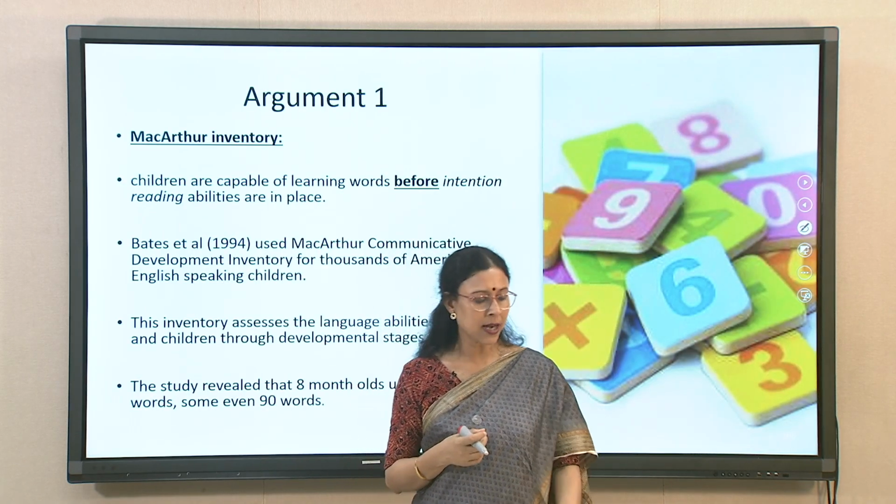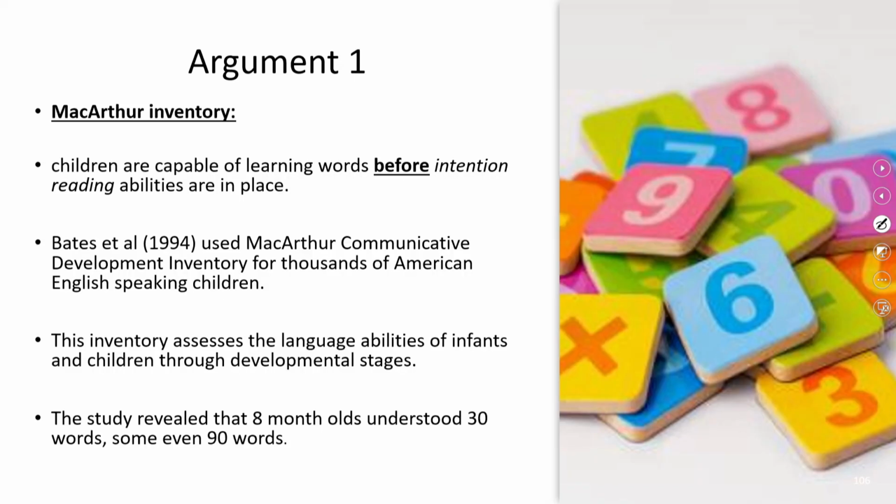So, let us unpack argument number 1. Argument number 1 basically says that children are capable of learning words before their ability to read the intention of the other person is in place. Now, this ability to read the intention develops over a period of time. It is not very early in life. But we have already talked about the MacArthur communicative developmental inventory. So, that is what was used as an example of word learning preceding the ability to read others' intention.